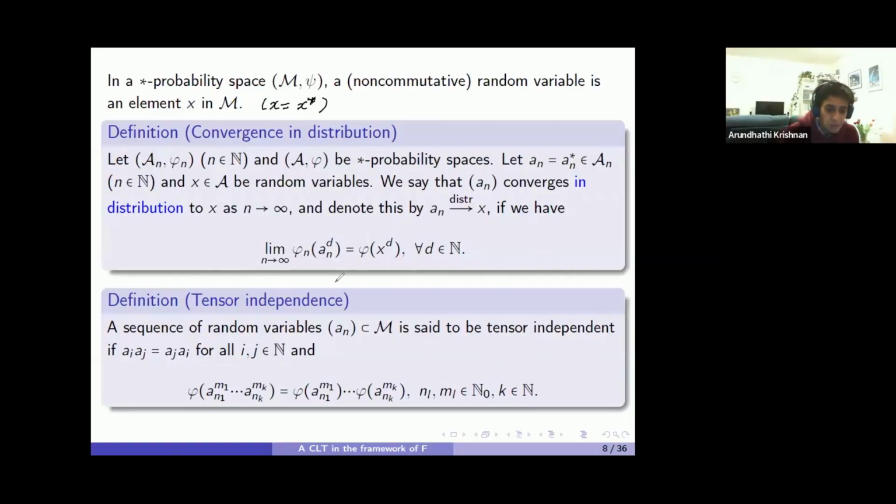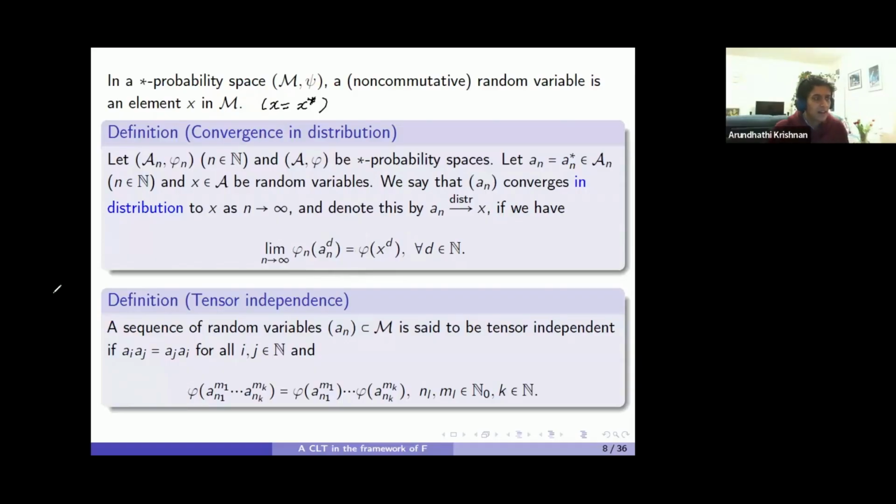Okay. So a few slides ago, when we looked at an equivalent characterization of convergence in distribution in the classical setting, I mentioned that we would be looking at the expectation of the dth powers of the functions converging to the expectation of the dth power of the limiting function. So that's what gives us this definition of convergence in distribution in this algebraic setting. Okay, and then we'll define tensor independence.